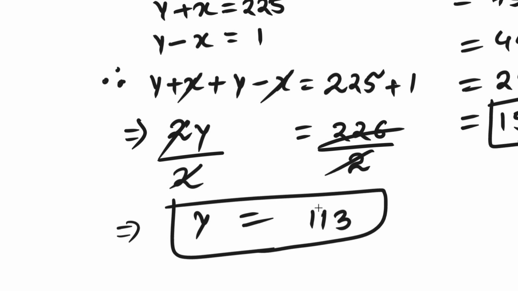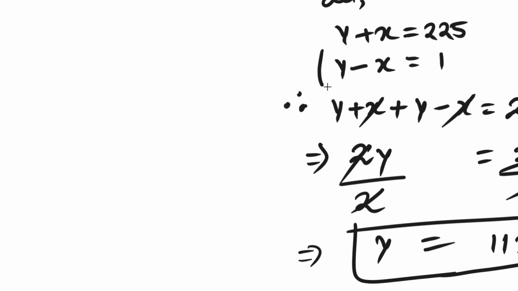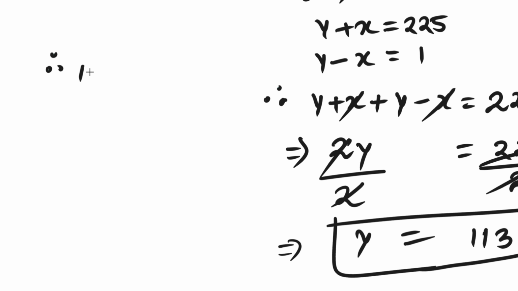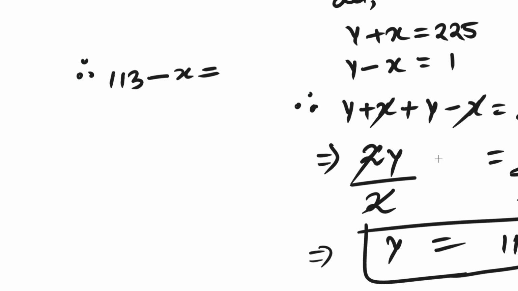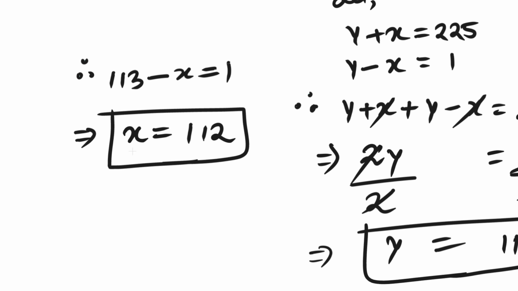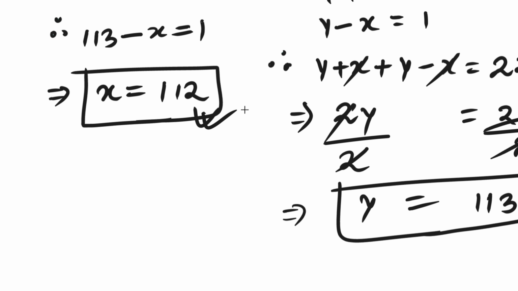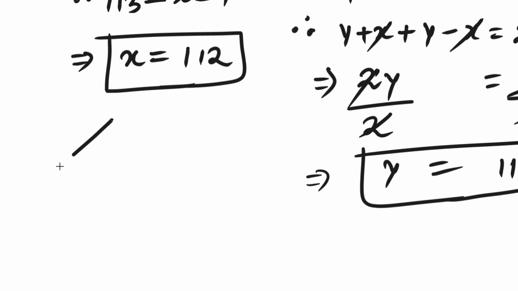Now, we substitute this value back into one of our original equations. Let's use y minus x equals 1. Replacing y with 113 gives 113 minus x equals 1. To find x, subtract 113 from both sides, or equivalently, recognize that x must be 112. So, x equals 112. Therefore, our first triangle has side lengths 15, 112, and 113.